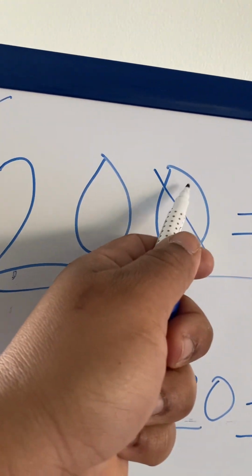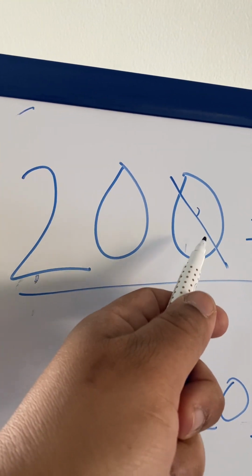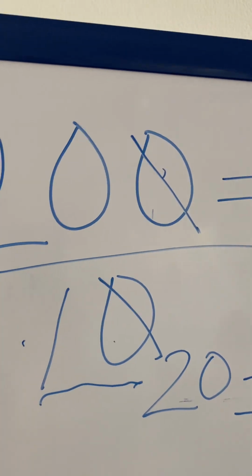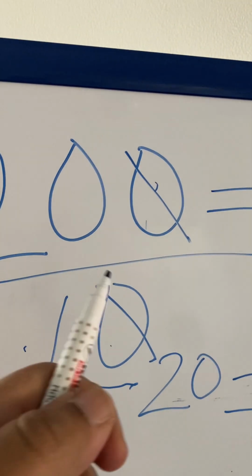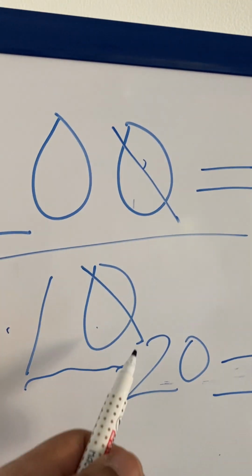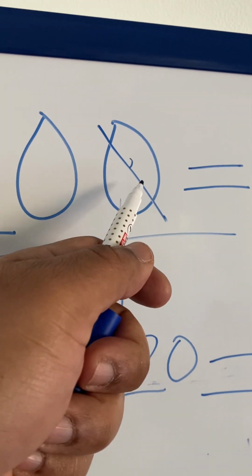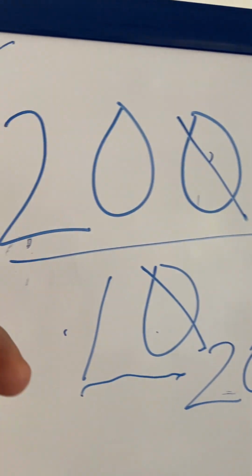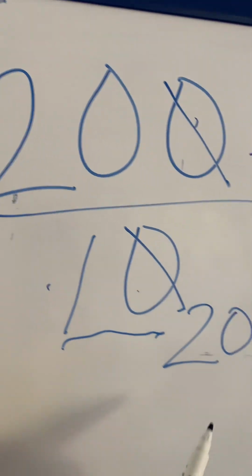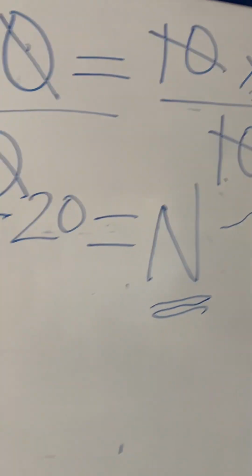If this was like a 3, anything higher than a 0 in the ones place, you can't do this cancellation. Anything higher than 0 in the ones place, this doesn't work. It has to be in the ones place. Cancel them out. Now you got 20 divided by 1, which is 20. 20 equals n.